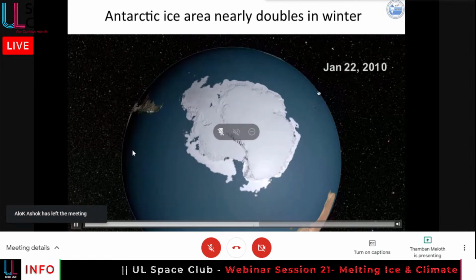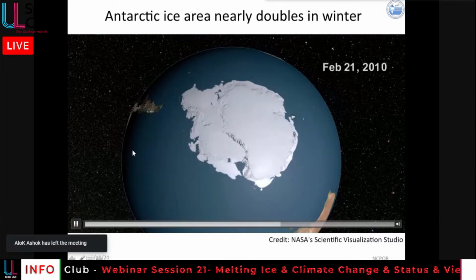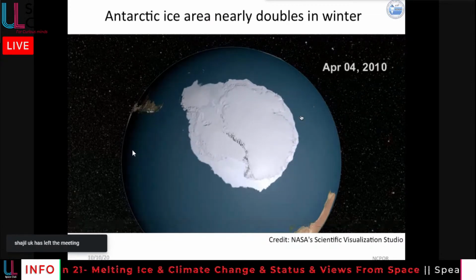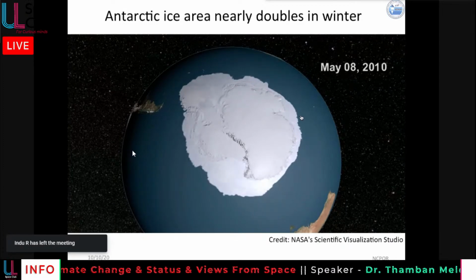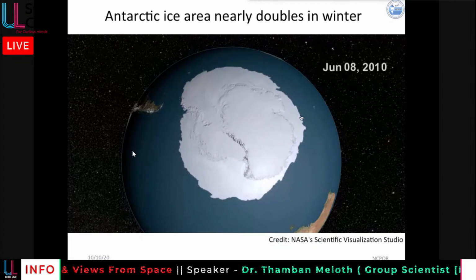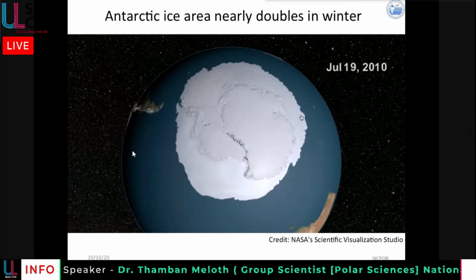And again it becomes very little, and then it starts increasing again in the month of March, which is again the coming of fall. So this particular change also decides how much sunlight can be absorbed or reflected back. That's why we call it a global thermostat.